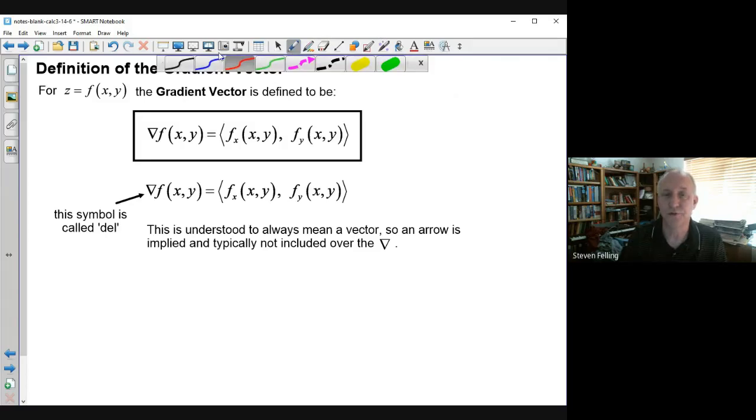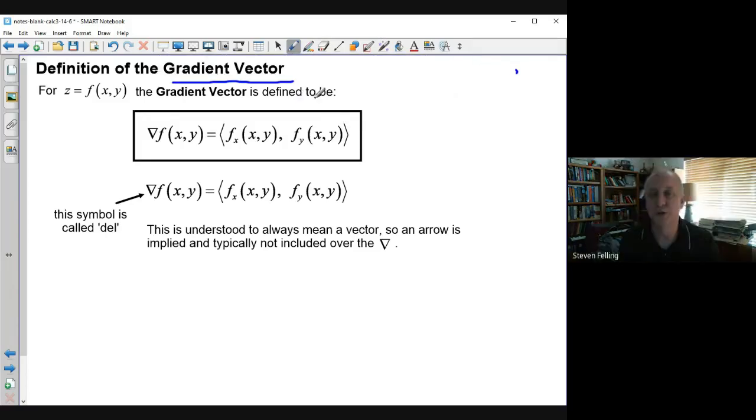Okay, so first of all, we're going to define something called the gradient vector, okay? And so we'll start with a two-dimensional multivariable function. So we have z, a scalar function, as a function of two scalar inputs, x and y. If z is a function f of x, y, then we define the gradient vector to be the vector whose x component is the partial derivative of z with respect to x, and whose y component is the partial derivative of z with respect to y. So f_x and f_y, evaluated at some particular x, y point.